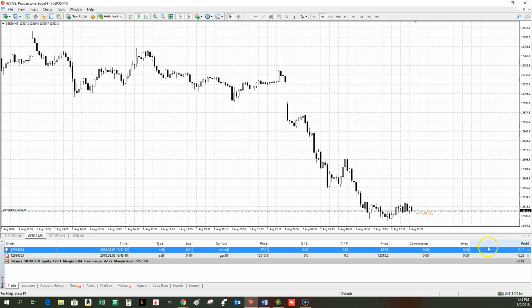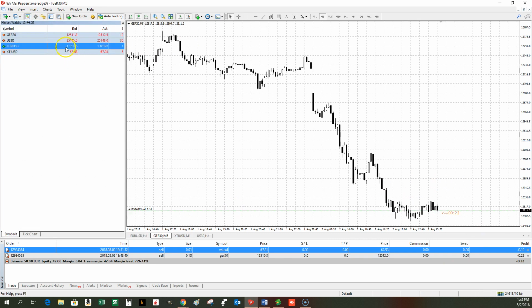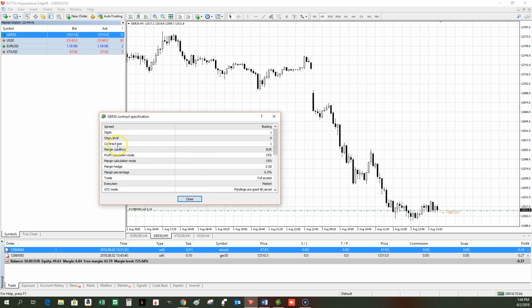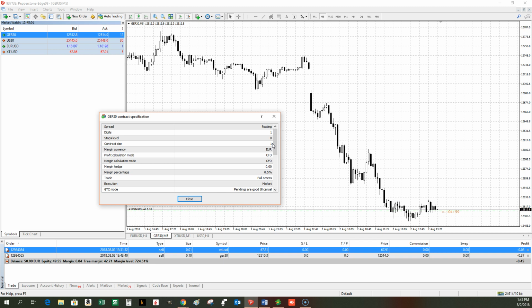Now, let's see the specification on the DAX. You can see the contract size is 1 per lot. Meaning that when you open a trade of one lot, it would be 62 euro and 60 cents. One lot is 62 euro and 60 cents. And every pip that we have, you get 1 euro for every pip.